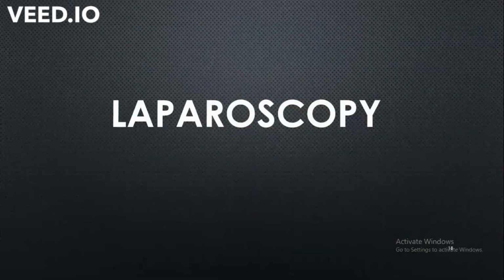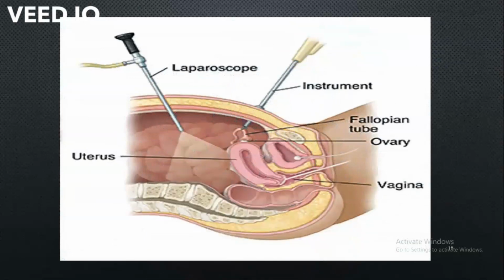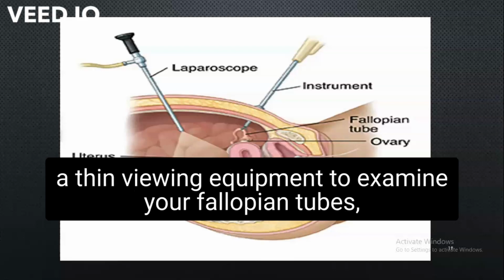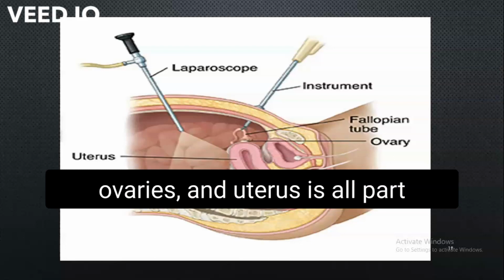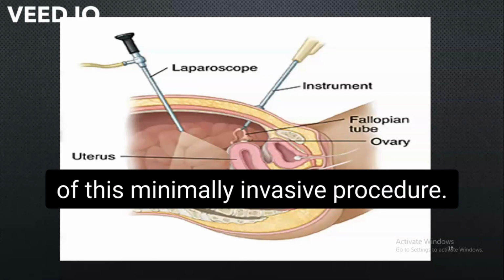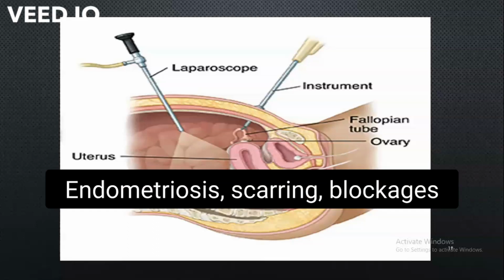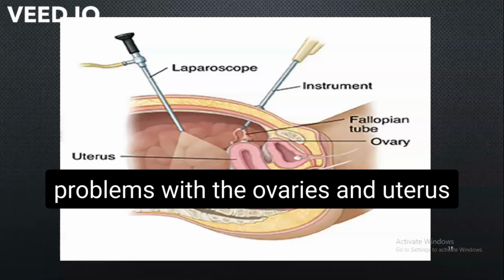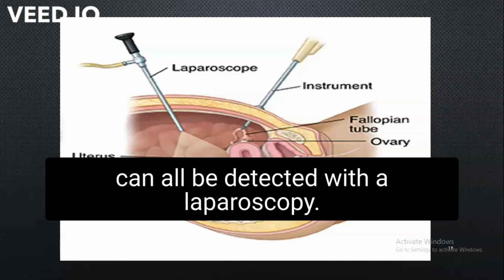Laparoscopy. Making a small incision behind your navel and inserting a thin viewing equipment to examine your fallopian tubes, ovaries, and uterus is all part of this minimally invasive procedure. Endometriosis, scarring, blockages or abnormalities of the fallopian tubes, and problems with the ovaries and uterus can all be detected with a laparoscopy.